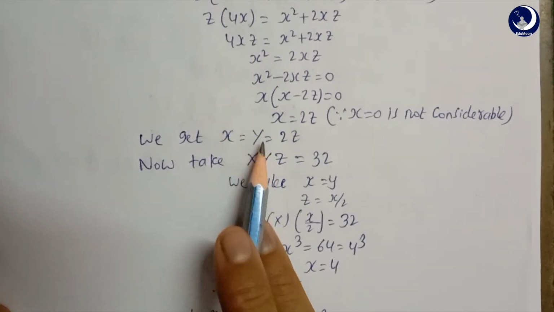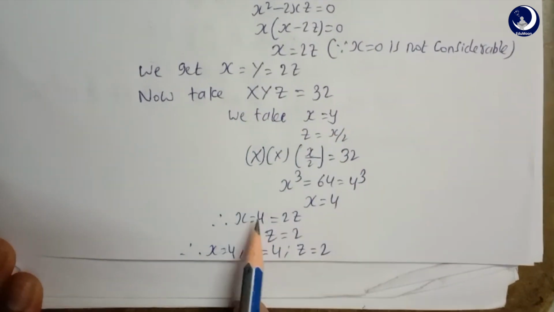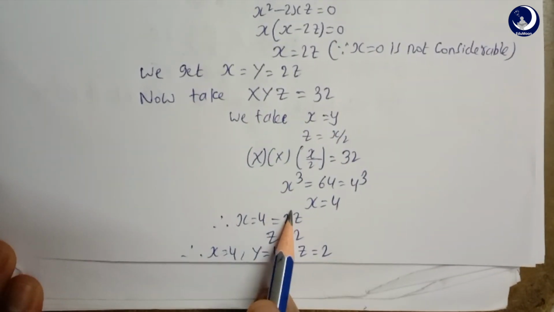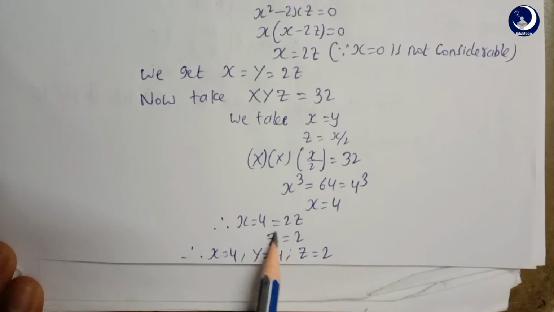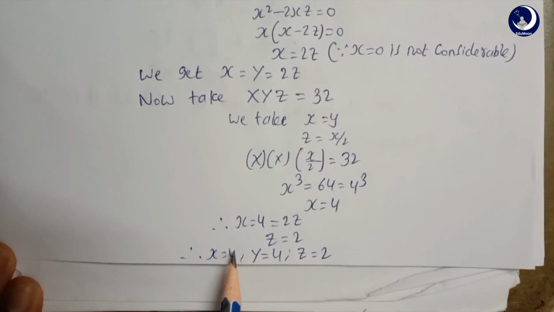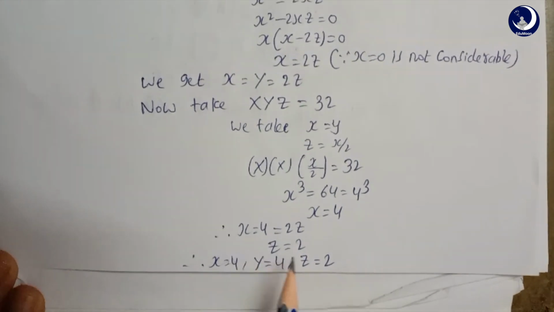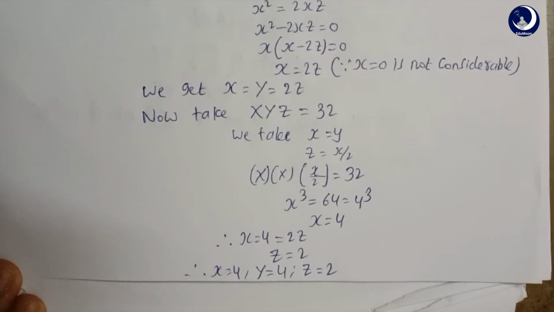That means y equal to 4. Now we find the z value. x equal to z, that means 4 equal to z, z equal to 2. Finally, we got the dimensions x equal to 4, y equal to 4, z equal to 2. This is the third question. Now coming to the fourth question.